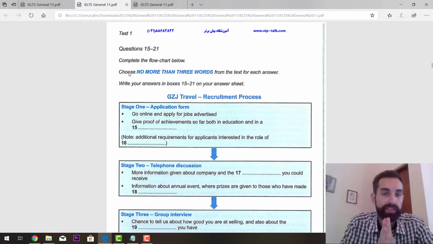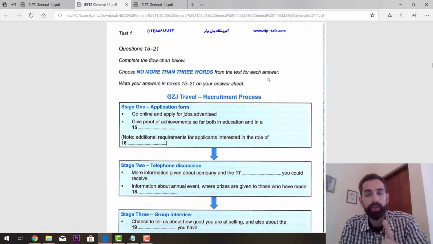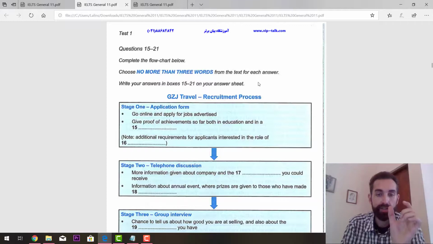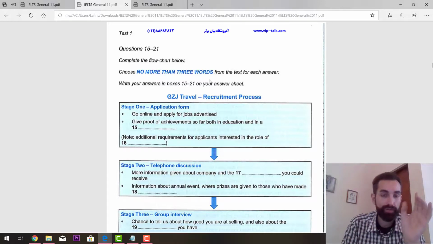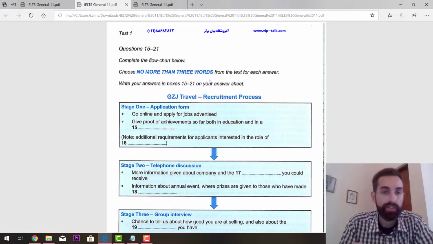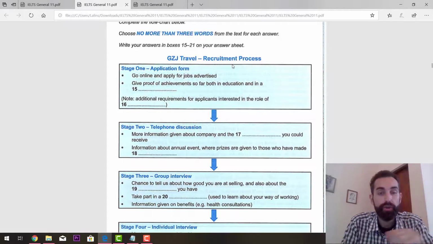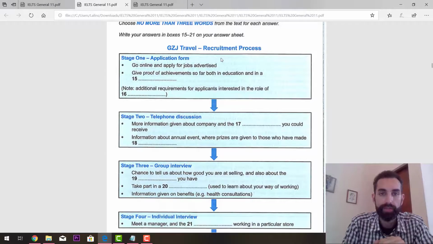And for these answers, you should choose no more than 3 words from the text for each answer. So, the answer can be anything between 1, 2, or 3 words long. No more than that. So if you find you've chosen an answer that's 4 words, then it's obviously wrong. It can only be 3 words max. And then you will write your answers in the boxes 15 to 21 on your answer sheet. So let's just go through these first before we go through the text.